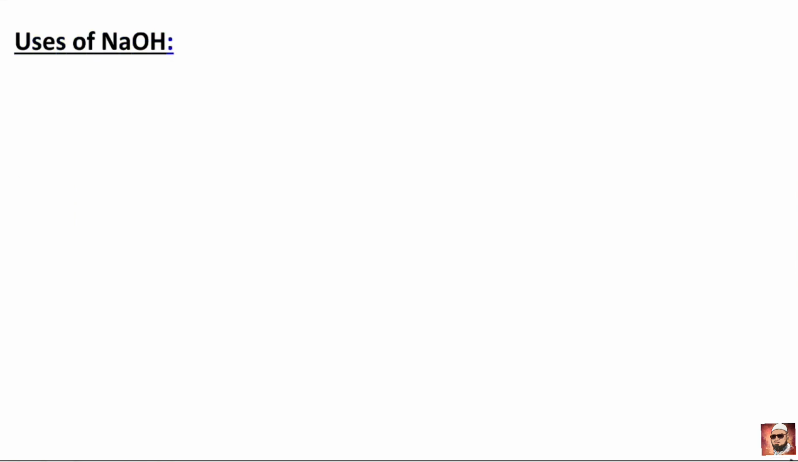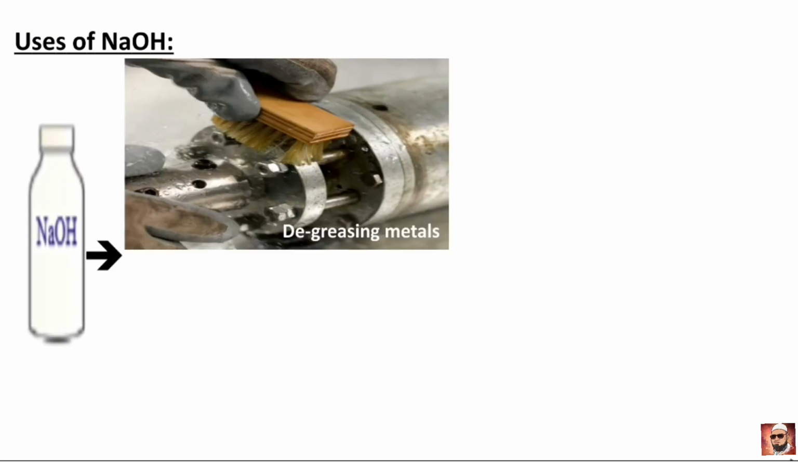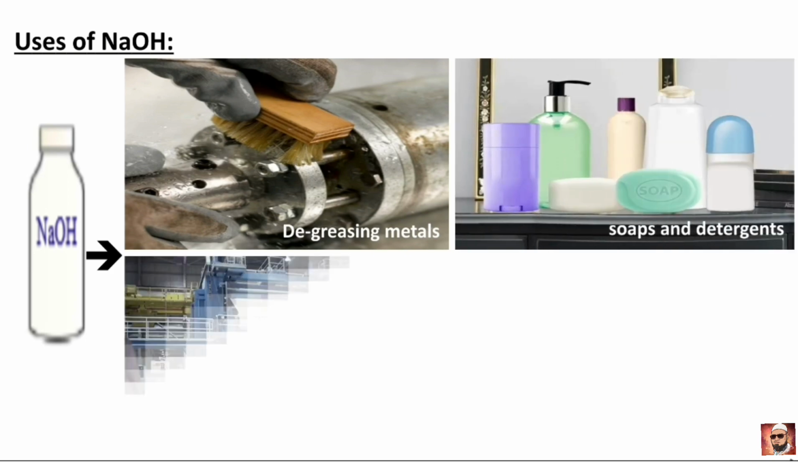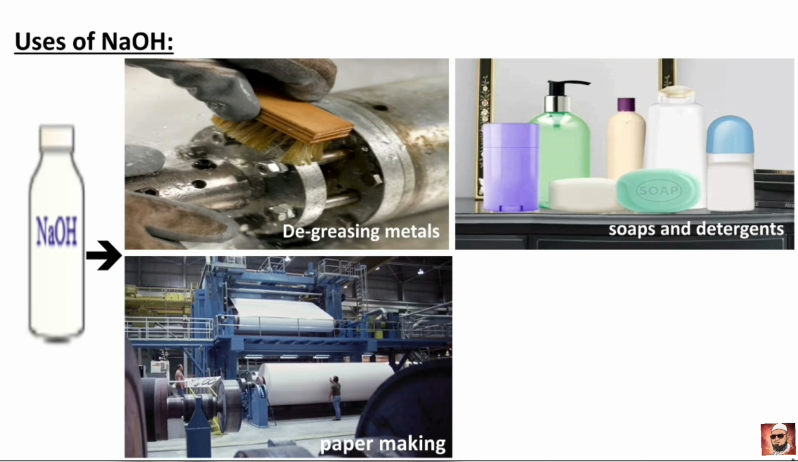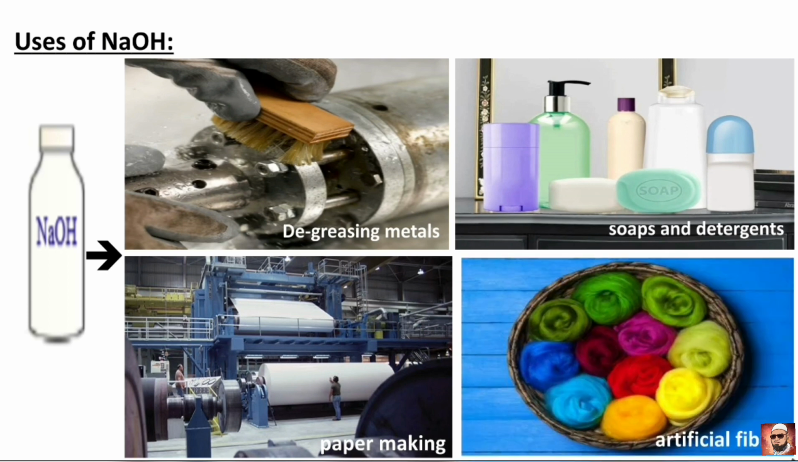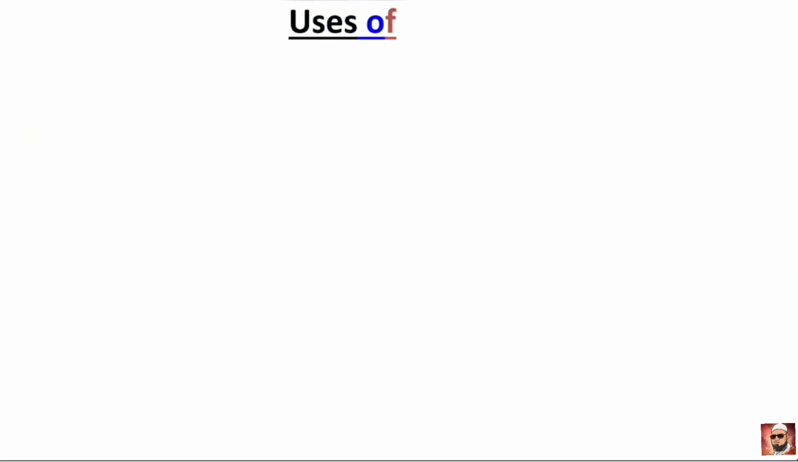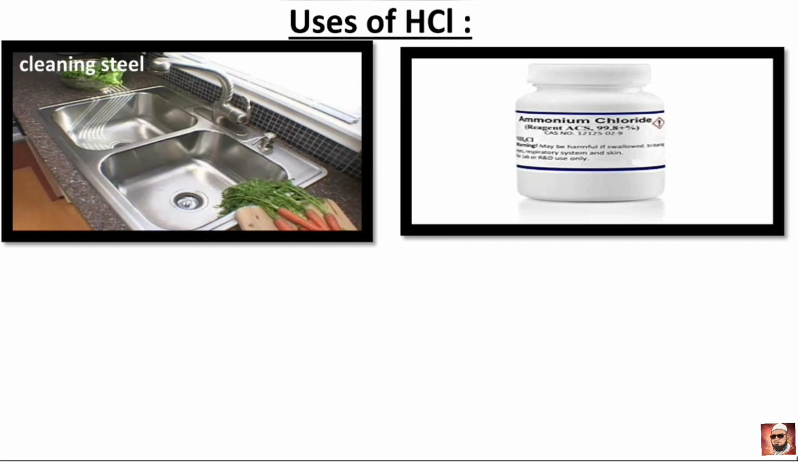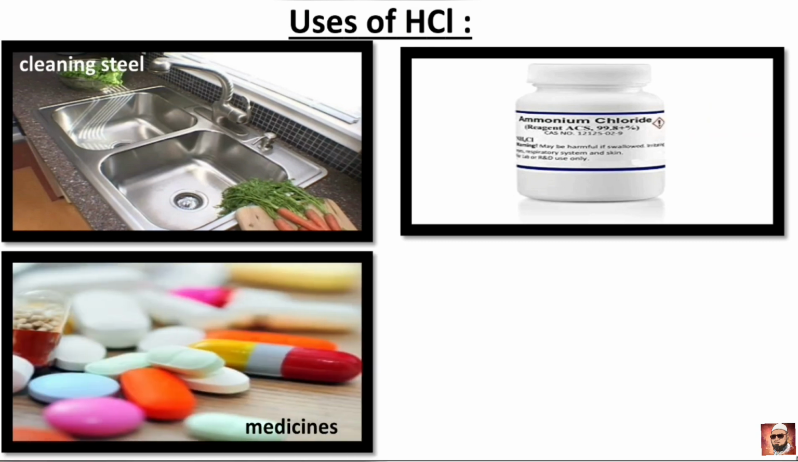Uses of sodium hydroxide. It is used in degreasing metals. It is used in manufacturing of soaps and detergents. It is used in paper making and artificial fibers. Uses of hydrochloric acid, HCl. It is used for cleaning steel, in ammonium hydroxide, in ammonium chloride. It is used in medicines and cosmetics.